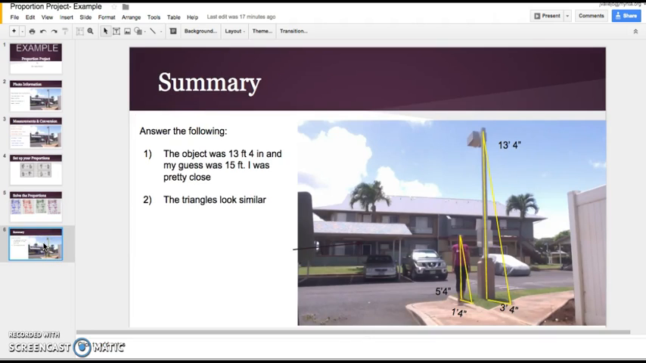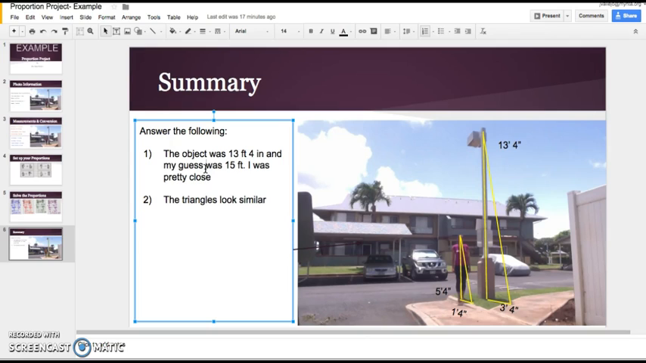So your summary will include what your guess was, what the actual measurement was, and the last thing you'll do is create a triangle with your height, your shadow, and you'll just connect the ends together to make a triangle. And when you do that, you should see that the triangles are similar, and similar just means they have the same proportions. They can be different sizes, but if I were to enlarge this smaller triangle, it should look exactly like this larger triangle. It shouldn't be a different shape.